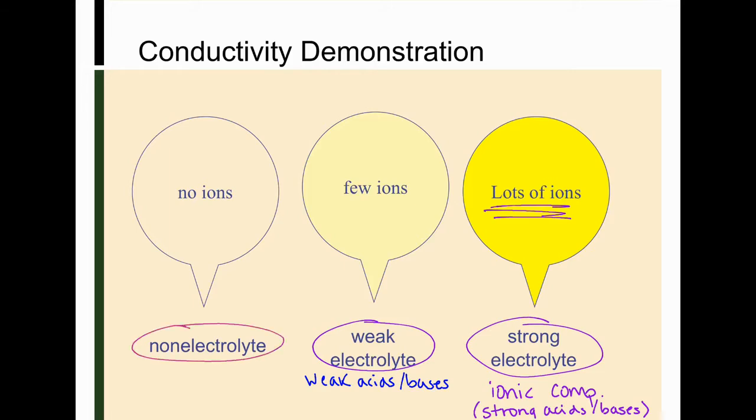These do not conduct electricity at all because there are no ions, so these would be your molecular compounds. You can dissolve them in water, but they're just not going to be able to conduct electricity at that point. So that is the difference between an electrolyte and non-electrolyte, and specifically strong and weak electrolytes versus non-electrolytes.